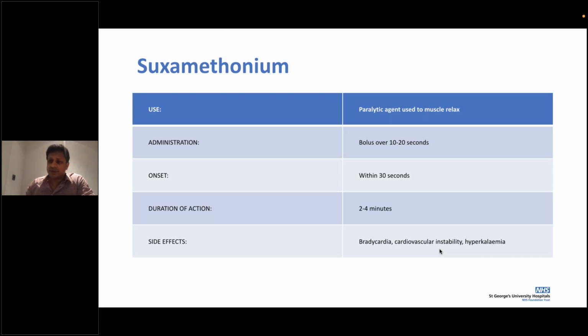Suxamethonium, as a paralytic agent, works as a bolus within 10 to 20 seconds. Onset is very quick. Side effects include cardiovascular instability and hyperkalemia.